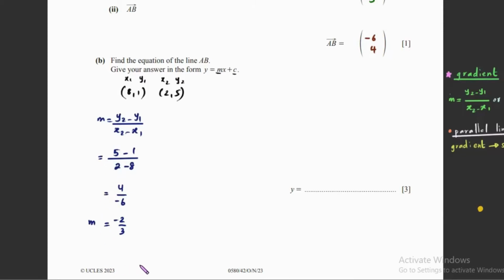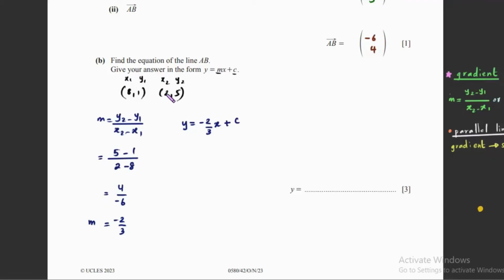Now using this gradient, we can complete half of the equation, that is y is equal to -2 over 3 x plus c. I now need to find what the y-intercept is. I can use any one of the coordinate points here.